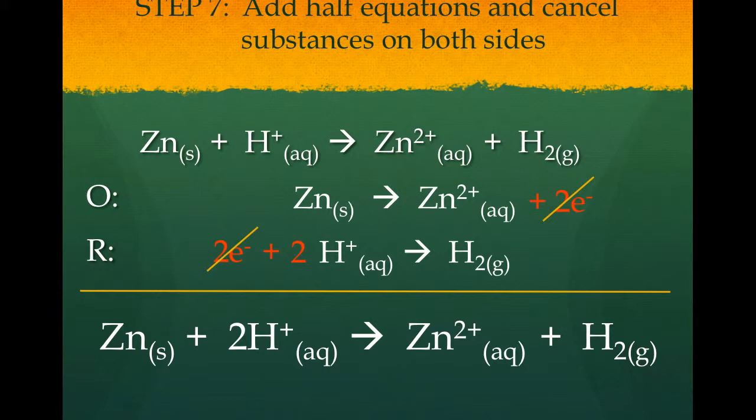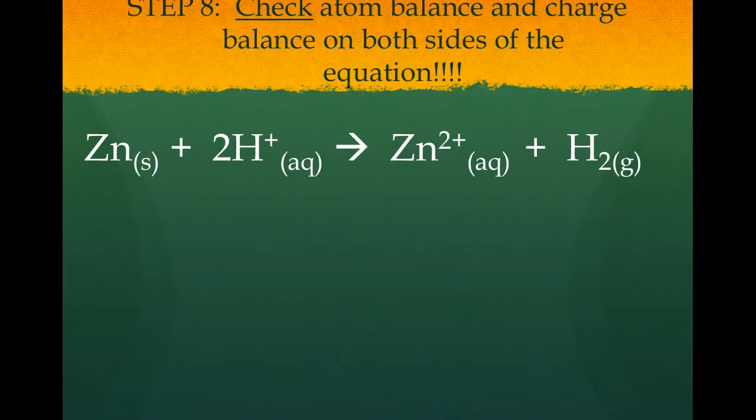Now, of course, the last step is to check to make sure your atoms and charge balance on both sides. So we start counting atoms. Here I have 1 zinc. Here I also have 1 zinc. Here I have 2 hydrogen. On the product side, I also have 2 hydrogen. So all of my atoms balance. The next thing I'm going to check is my charges.